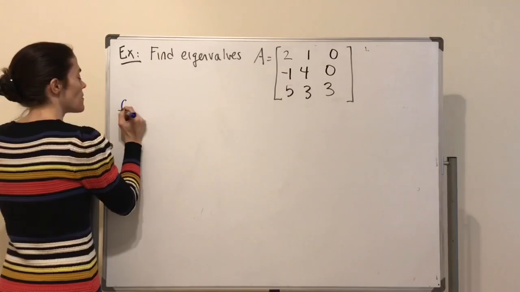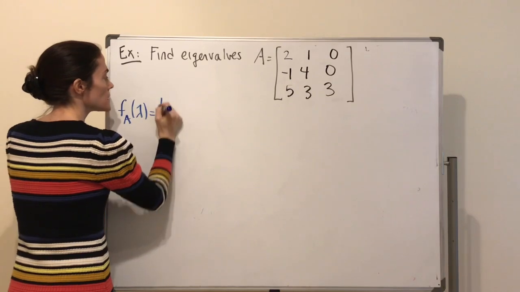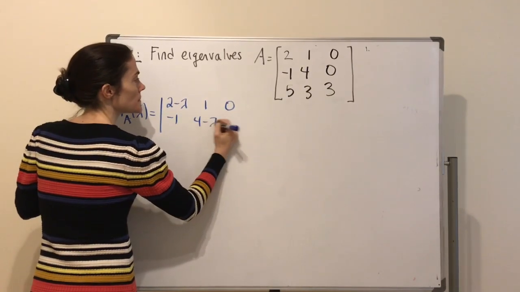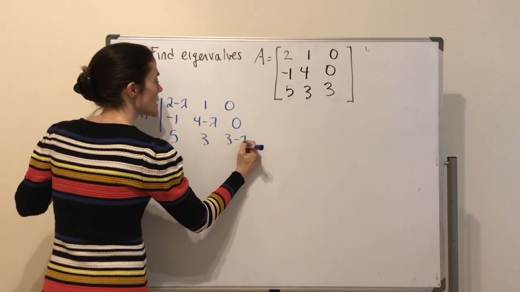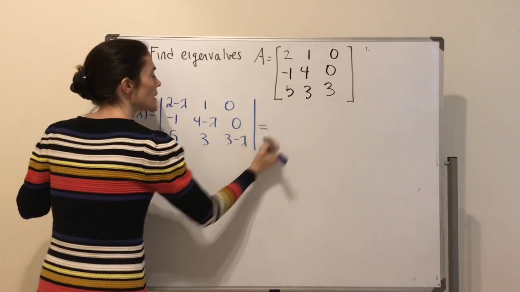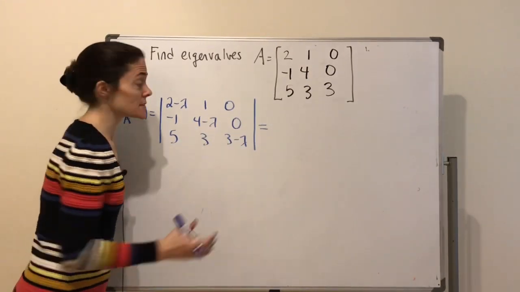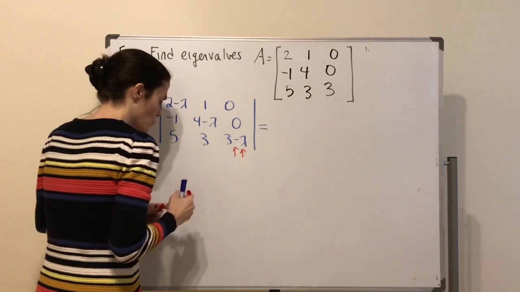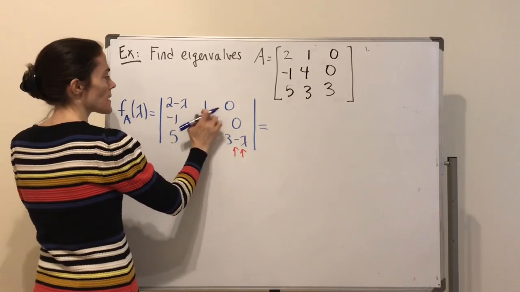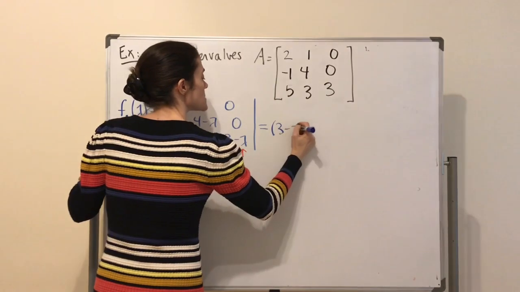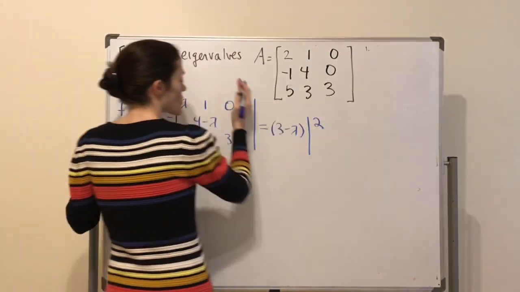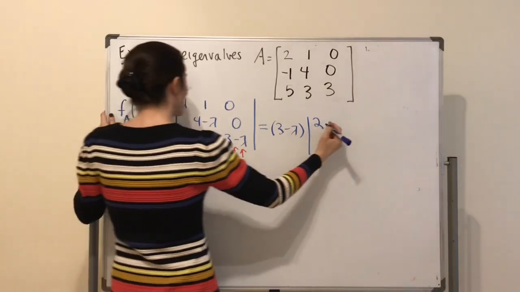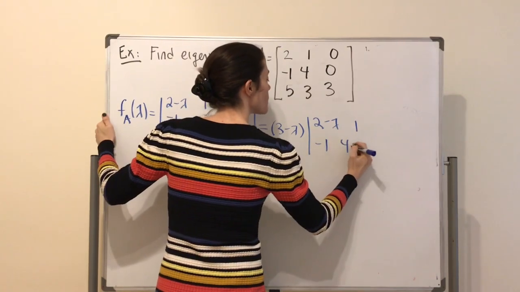Okay, let's do another example. Characteristic polynomial, it's this determinant where we have 2 minus lambda, 1, 0, minus 1, 4 minus lambda, 0, 5, 3, 3 minus lambda. And much like the last example, you see I have zeros. This column would be my best choice to expand upon because I have 2 zeros in it. It makes my life shorter, easier. Okay, so this is plus, minus, plus, minus, plus. I get 3 minus lambda times this determinant, where I cross off the bottom row and this column: 2 minus lambda, 1, minus 1, and 4 minus lambda.